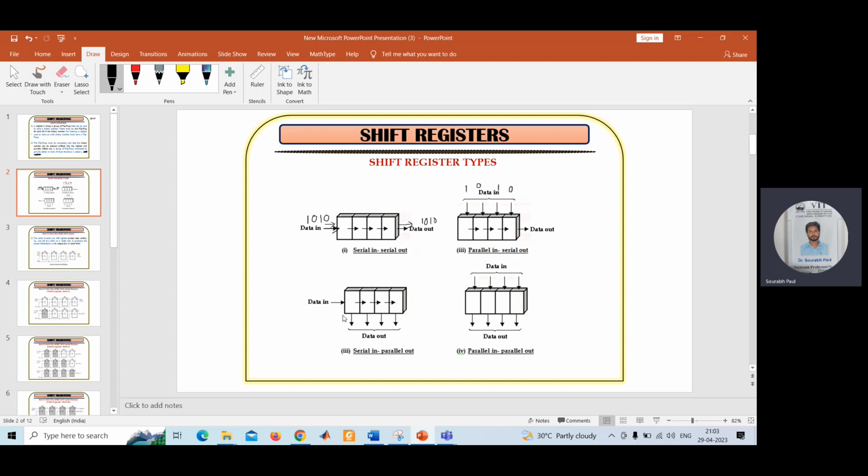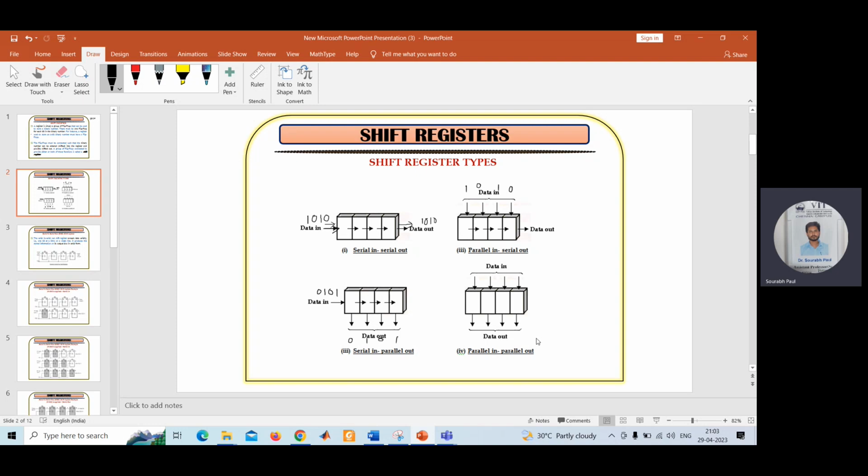Now come to the third category, known as serial in, parallel out. In serial in, parallel out, we need to enter the data serially. Suppose, for example, 1010. That data we need to enter serially, and we need to collect it in parallel. So we need to collect the data like 0101 in parallel, at the same time. Okay, this is serial in, parallel out.